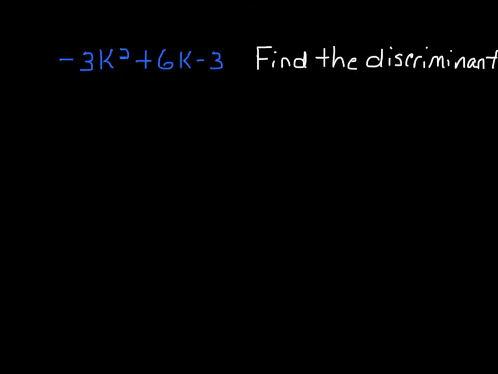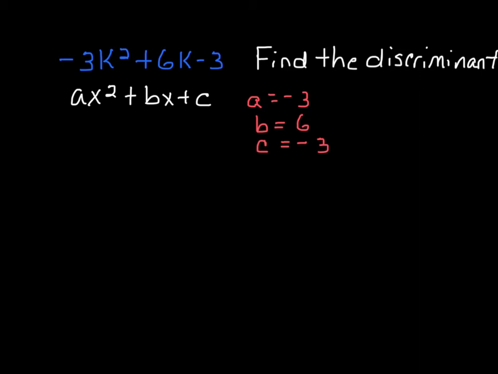So let's find the discriminant. Put your equation in the standard form of ax squared plus bx plus c. If you like, you can stop and write down what a is. For this one, a is equal to negative 3, b is equal to 6, and c is equal to negative 3. Okay, all we have to do is figure out b squared minus 4ac.